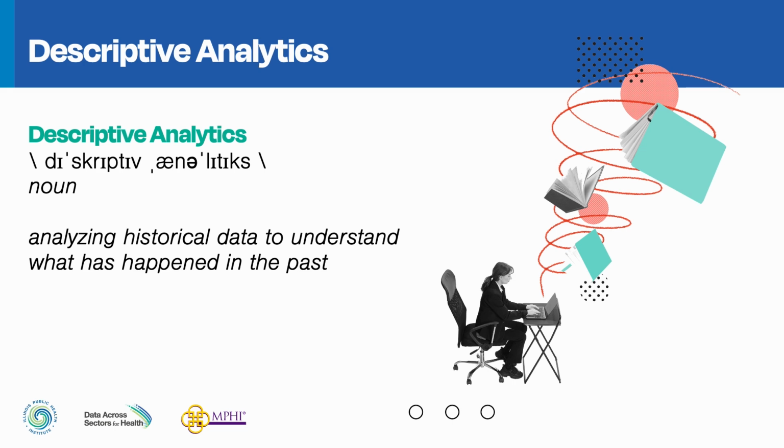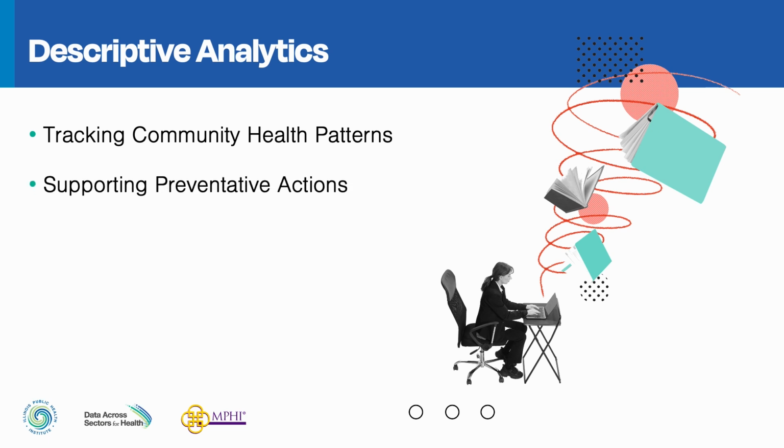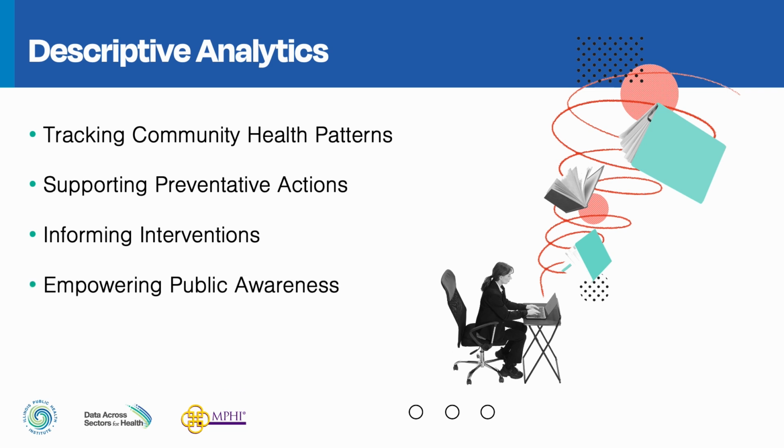Descriptive analytics serves multiple purposes. Tracking community health patterns helps us monitor trends, such as substance use, to anticipate potential challenges and respond effectively, while having timely and accurate data empowers proactive efforts like education and early intervention. Descriptive analytics can help guide us in targeting outreach and allocating resources where they're needed most. And by sharing these insights with communities, we enable informed decision-making to protect health and well-being.